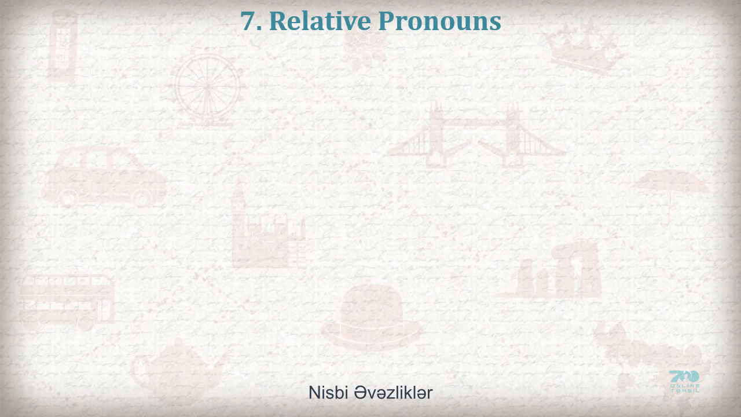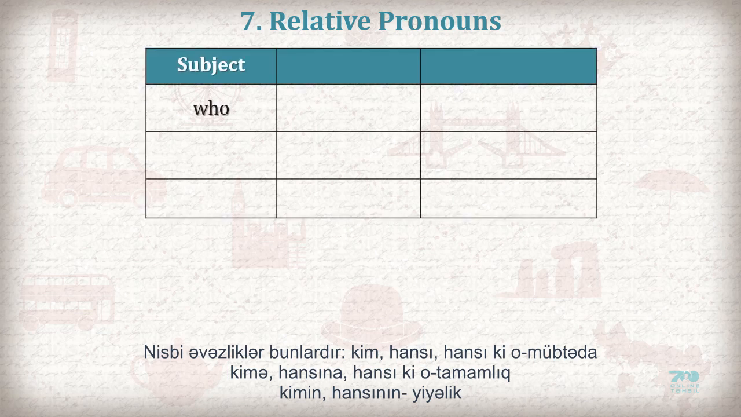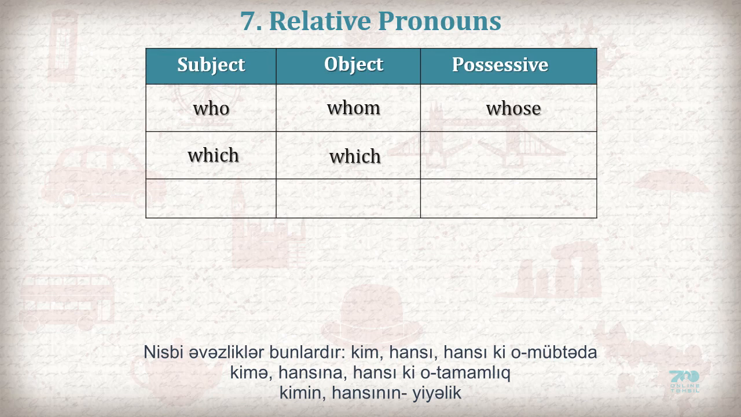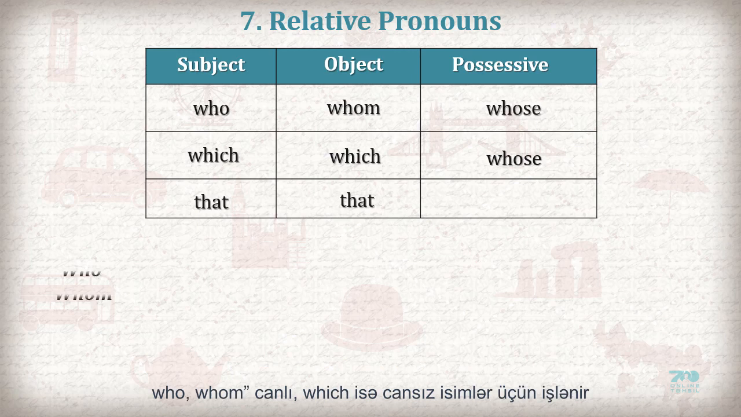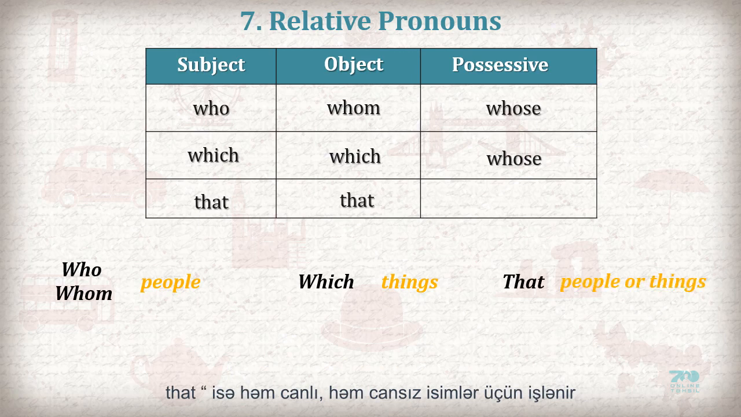7. Relative pronouns. The relative pronouns are: subject, who; object, whom; possessive, whose. Subject, which; object, which; possessive, whose. Subject, that; object, that; no possessive. We use who and whom for people and which for things. Or we can use that for people or things.